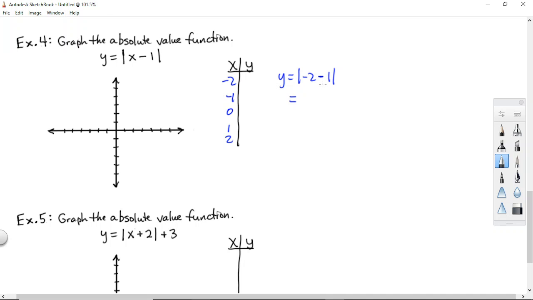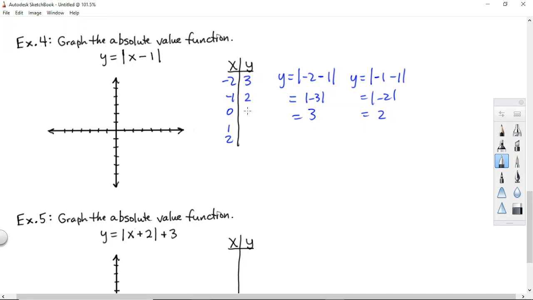So that's what we get when we plug in negative 2. Negative 2 minus 1, well, that's negative 3 inside there, right? We'll go ahead and write that. The absolute value of negative 3 is 3. Okay, we'll do one more. Plug in the negative 1. So this time it's negative 1 in there for x minus 1. So y equals negative 1 minus 1, that's negative 2. The absolute value of that then is 2. So when we put in negative 1, we get 2.